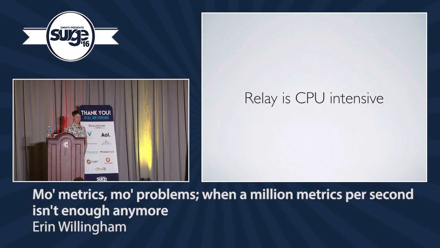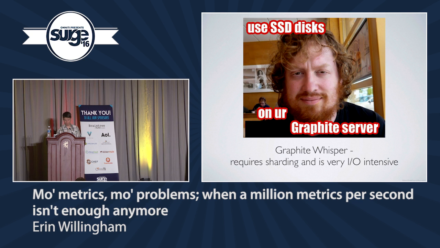Another weakness is that the relay is really CPU intensive. So its strength is also its weakness. The ability for the relay to be aware of aggregation rules also causes it to use a lot more CPU than some other tools out there. So to scale out the relay, it becomes more expensive as well, because you have to spin up a lot more relays to handle your data.